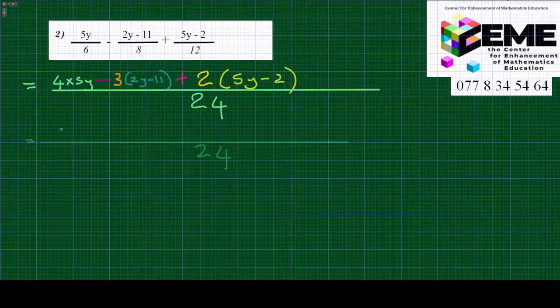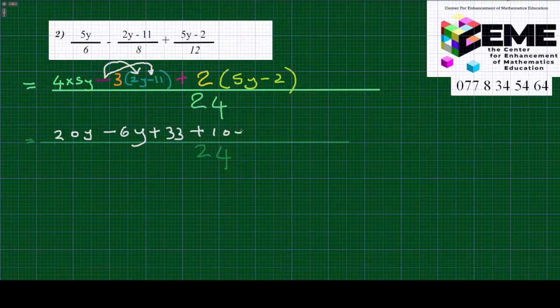4 times 5y, that's 20y. Minus 3 times 2y, that is minus 6y. Then comes minus into minus, that's plus. 3 times 11, 33. Plus 2 times 5y, that's plus 10y. Then plus 2 into minus 2. What is plus into minus? That's minus, and 2 times 2 is 4.